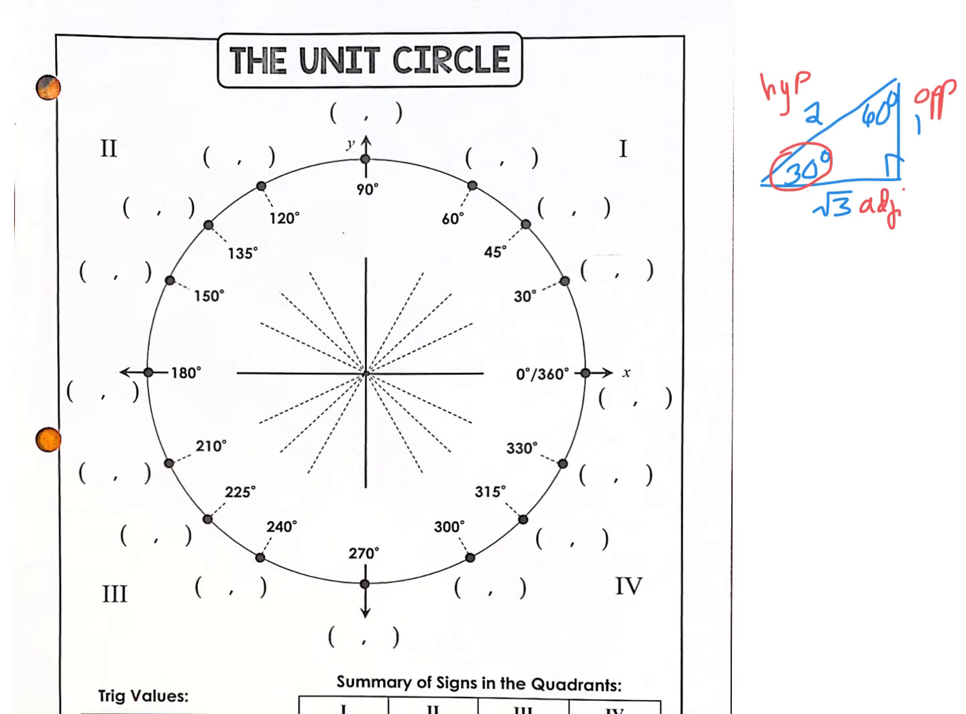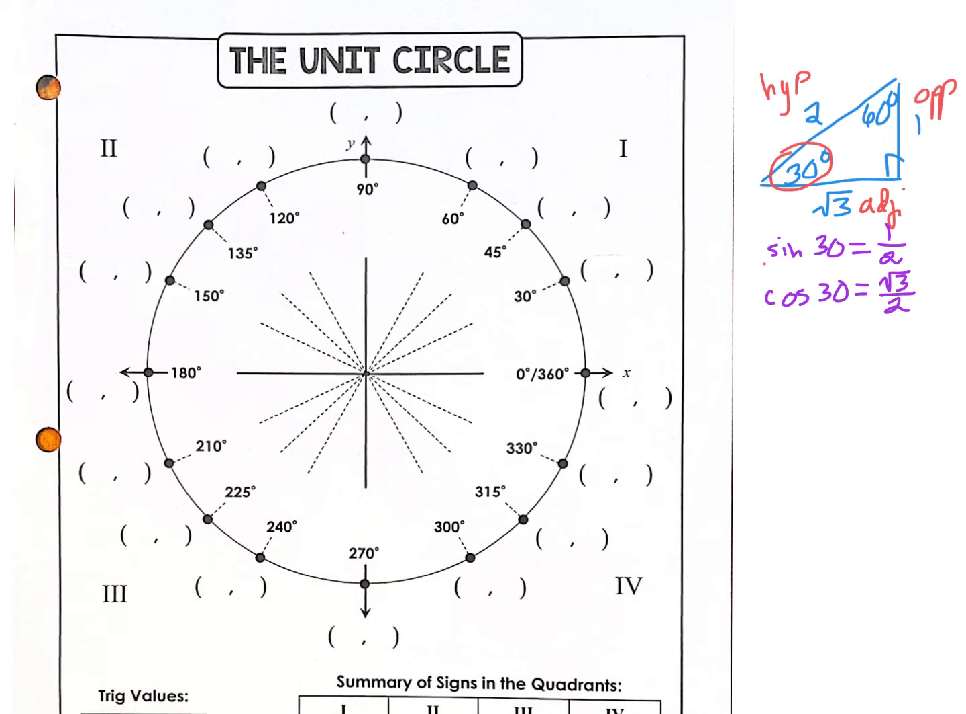So the sine of 30 is equal to, that's some old hippie, right? So the sine of 30 is equal to opposite over hypotenuse, so that's 1, over 2. So the sine of 30 degrees is 1/2. Then the cosine of 30 degrees is another hippie, so adjacent, radical 3, over hypotenuse 2.